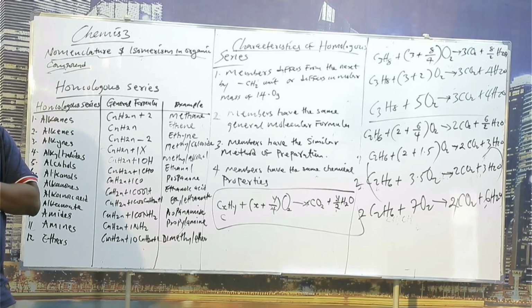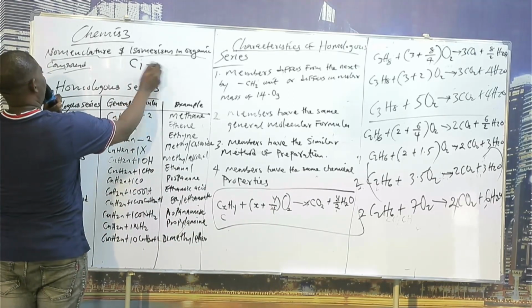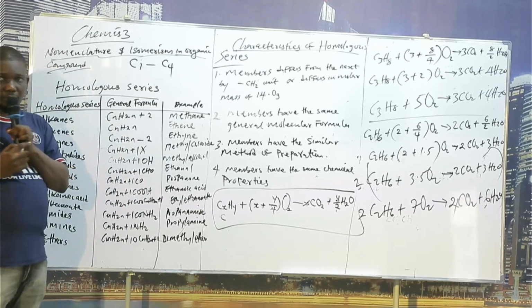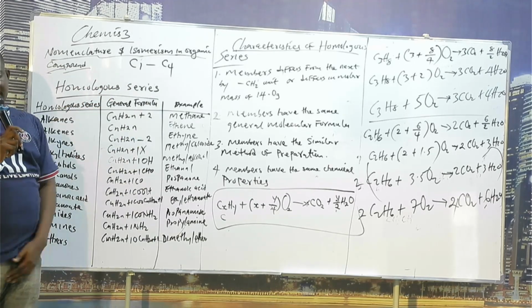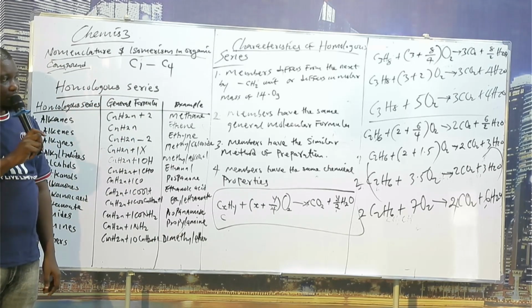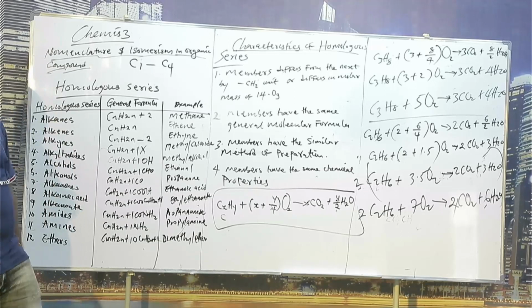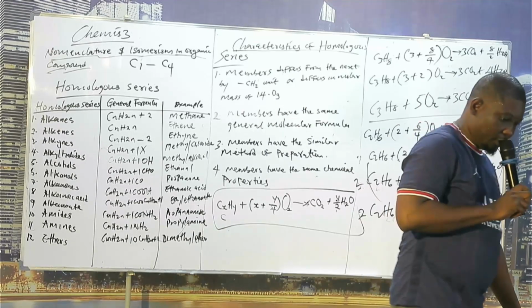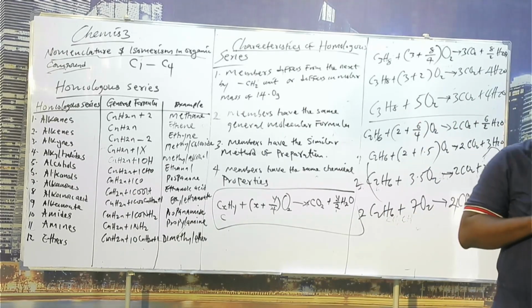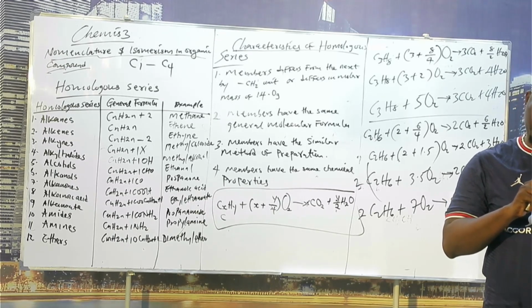Example: alkanes from C1 to C4 are gases at ordinary room temperature and pressure. You know what is C1 to C4? That's methane, ethane, propane, and butane. These are gases.